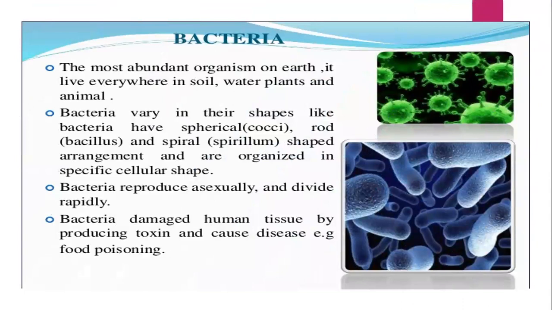Now we are going to see the meaning of bacteria. The most abundant organism on earth, it lives everywhere in soil, water, plants, and animals. Bacteria vary in their shapes, like spherical, bacillus, that is rod shape, and spiral, that is spirillum shape, and they can be arranged in different ways. Besides this, they are organized in specific cellular shapes. Bacteria reproduce asexually and divide rapidly. Bacteria damage human tissues by producing toxins and cause disease, for example food poisoning.